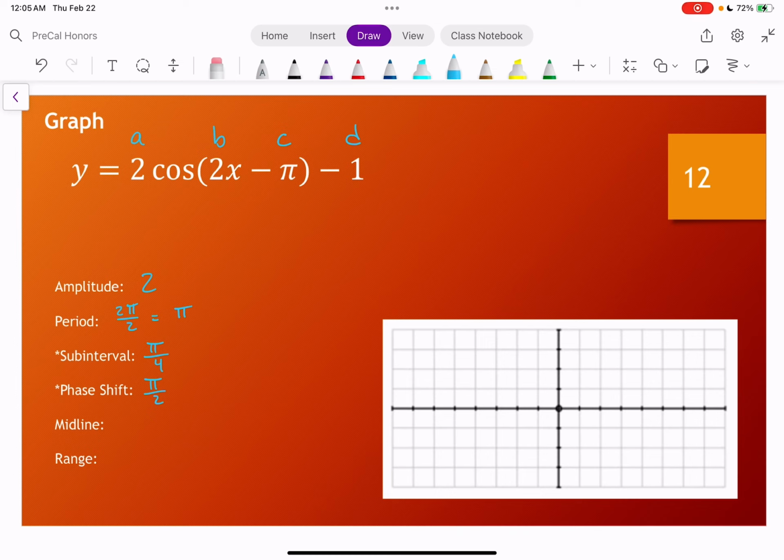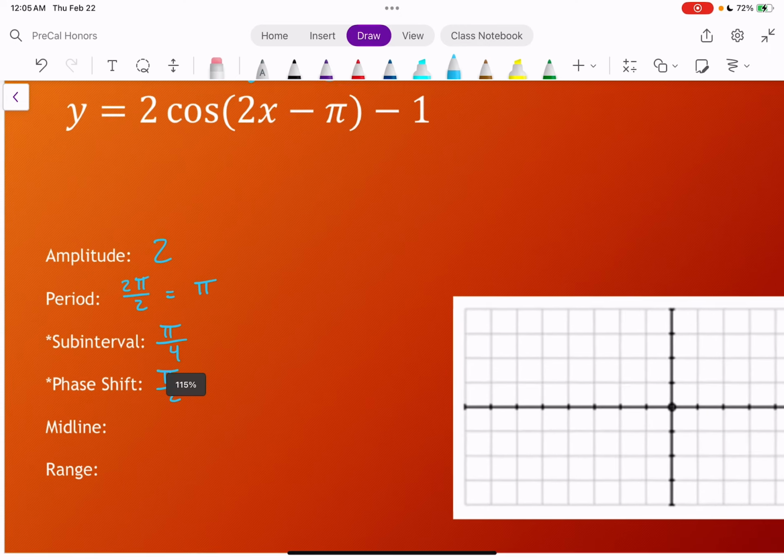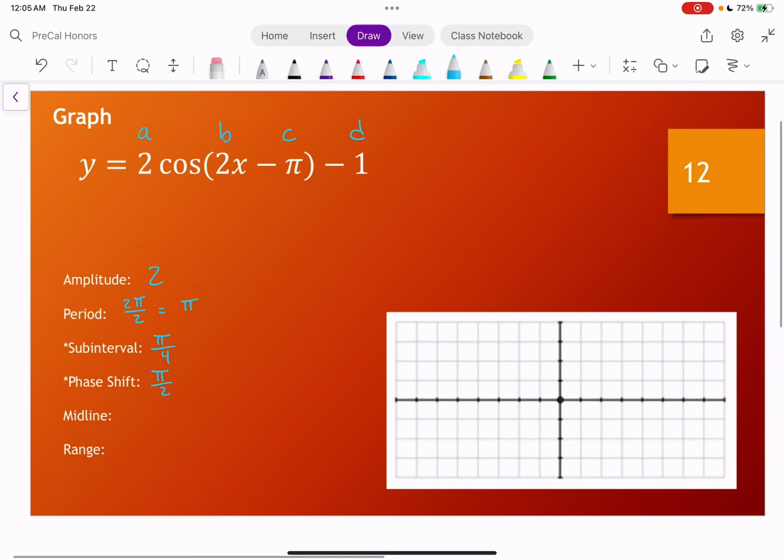Now, oftentimes we do want our phase shift and our subintervals to have the same denominator. This makes it much easier for us to graph. So in order for us to get pi over 2 to have the same denominator of 4, this would have to turn into 2 pi over 4. Our midline is our d, which is negative 1. We are going to subtract negative 1 minus 2, which is negative 3. And our maximum would be adding 2 to the negative 1, which would be 1.